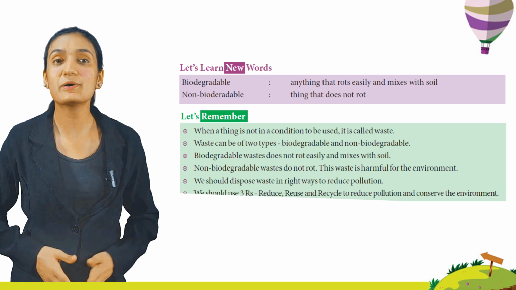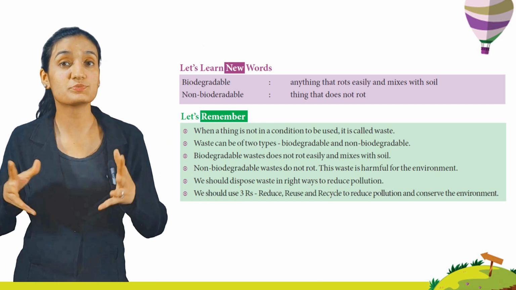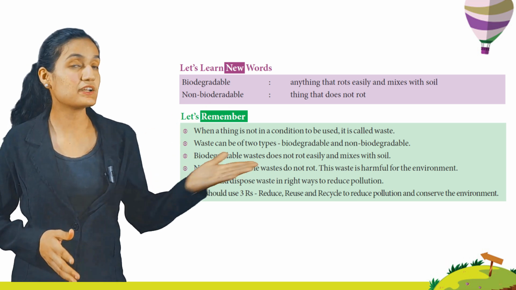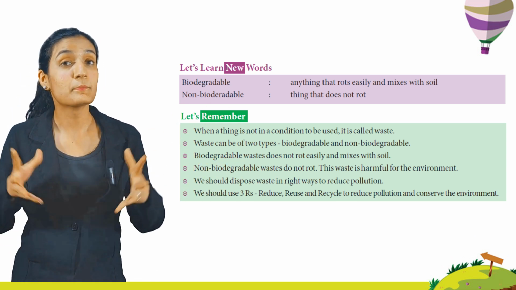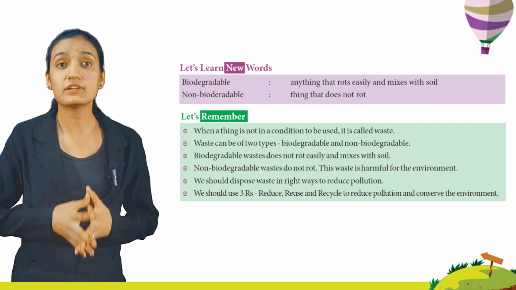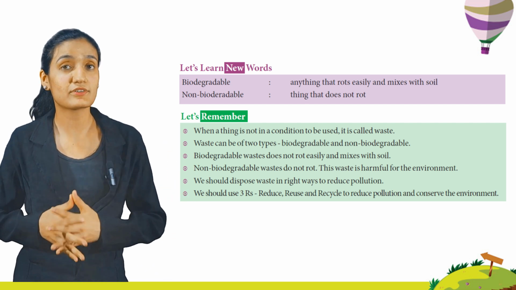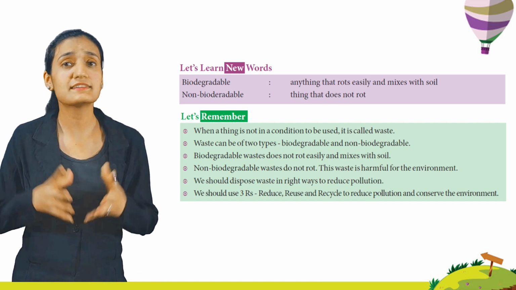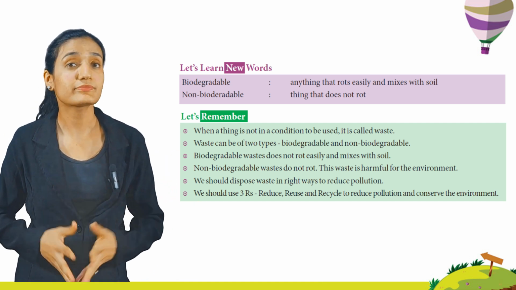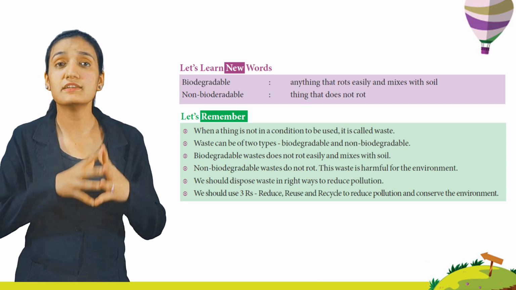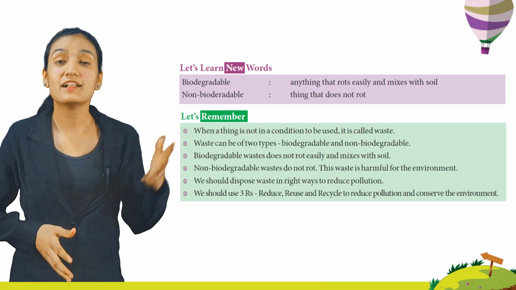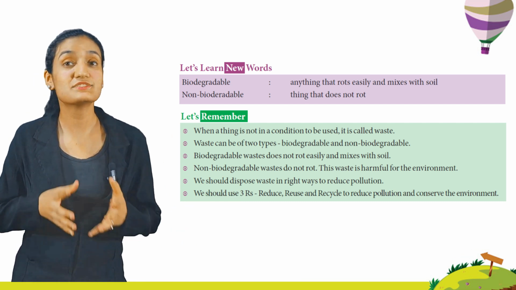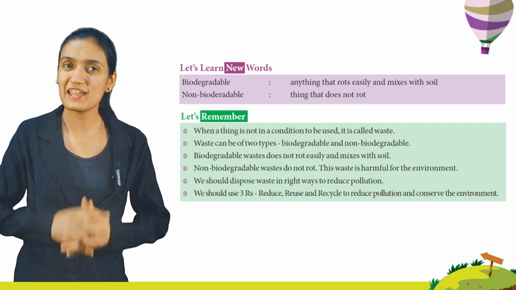Now kids, let's remember: when a thing is not in a condition to be used, it is called waste. Waste can be of two types, biodegradable and non-biodegradable. Biodegradable waste rots easily and mixes with soil. Non-biodegradable waste does not rot. This waste is harmful for the environment. We should dispose waste in the right ways to reduce pollution. We should use the 3 R's, reduce, reuse and recycle, to reduce pollution and conserve the environment.